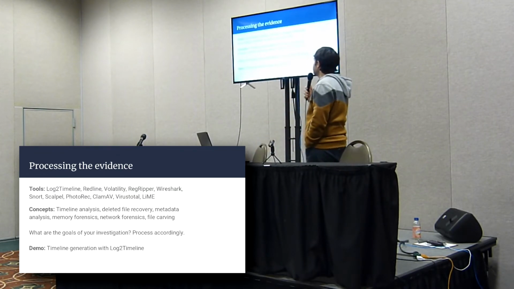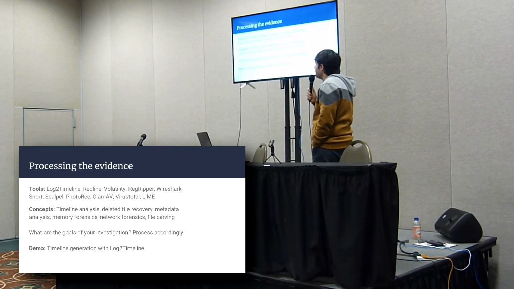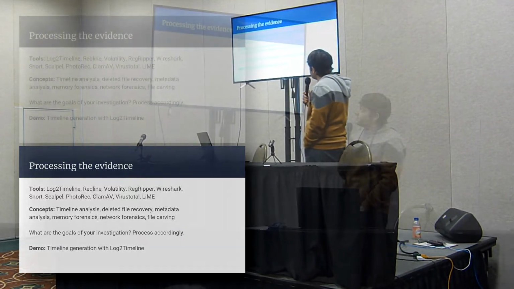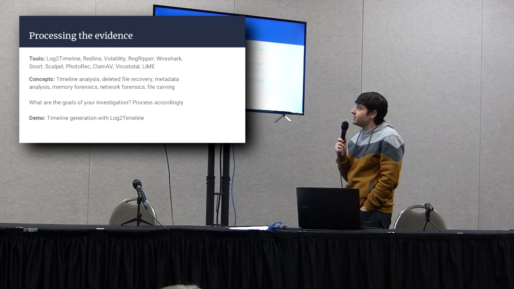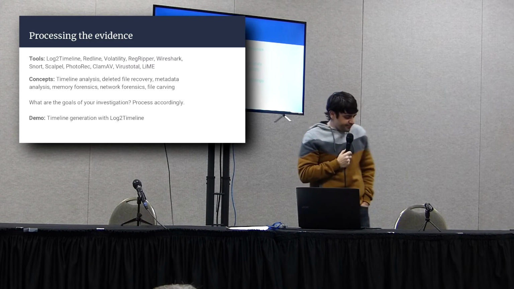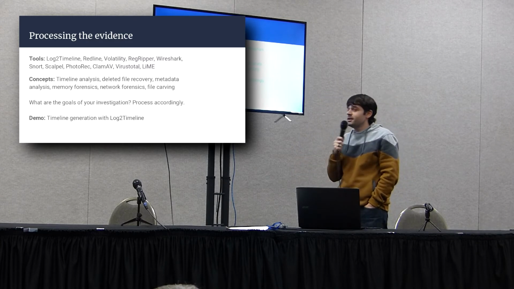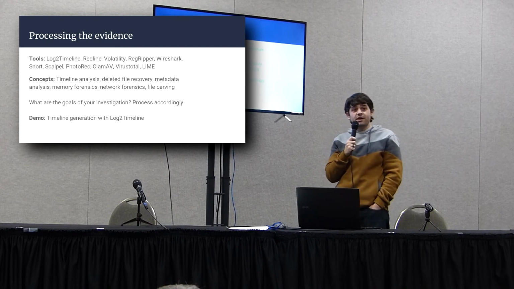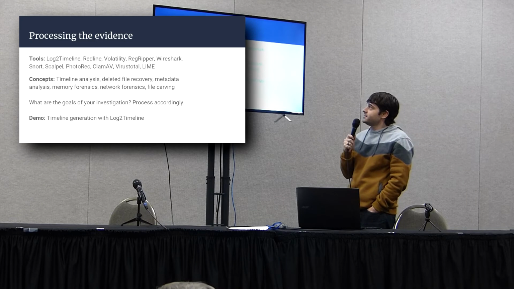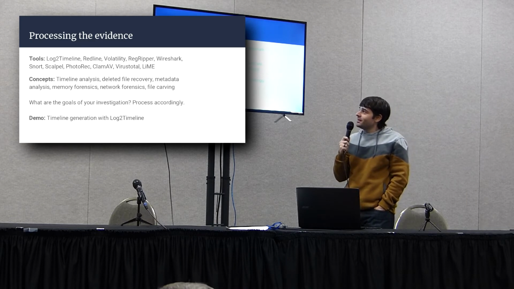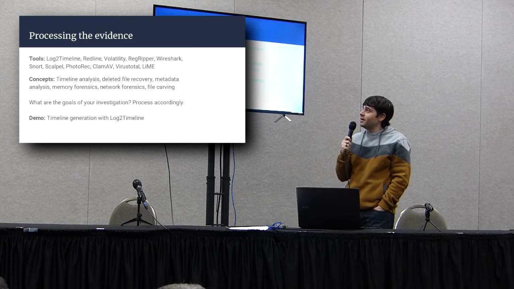So, some free tools to do this. You can write them down if you want. Log2timeline, Redline, Volatility, which I mentioned already. RegRipper, Wireshark, Snort, Scalpel, PhotoRec, ClamAV, VirusTotal, and LiME. Obviously I'm not taking credit for any of these tools whatsoever. There are amazing authors out there in the forensic community, some of whose names I can't even pronounce, like Log2timeline. So, some of the concepts I want to go over.